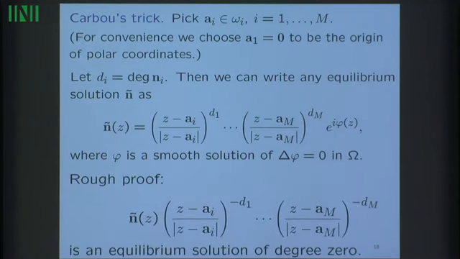And the rough proof of this is that you use these properties of multiplying equilibrium solutions together. So (z minus a_1) over the absolute value of z minus a_1 is an equilibrium solution. That raised to the power minus d_1 is also an equilibrium solution. So that times this is an equilibrium solution, and so this is an equilibrium solution. And you check that this has degree 0. And since it has degree 0 in the exterior domain, that means you can globally solve for phi.